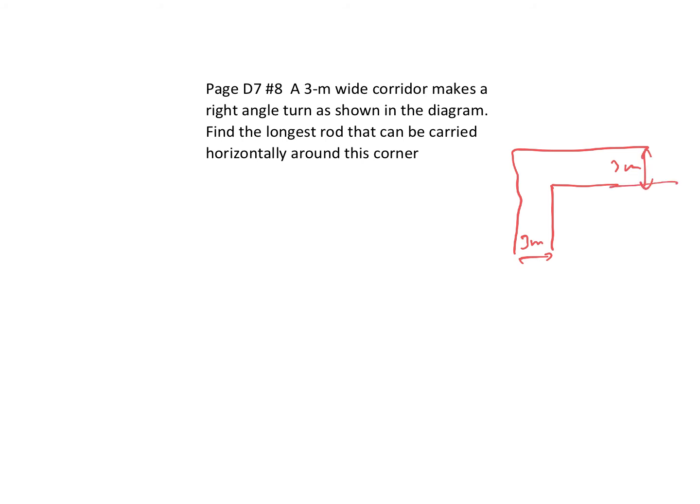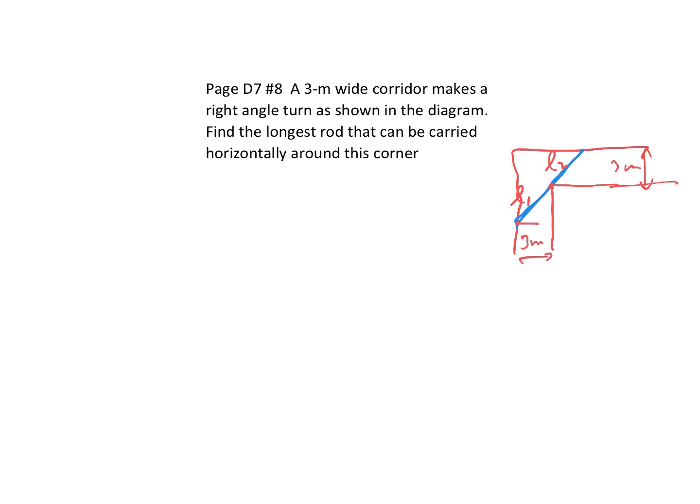And we want to see if we want a rod that fits around this corner. So we want, let's draw it in blue. So we want to know the longest rod that's going to fit around this corner. Okay, so let's again divide it into 2 parts. So we'll call this L1 and we'll call this L2.